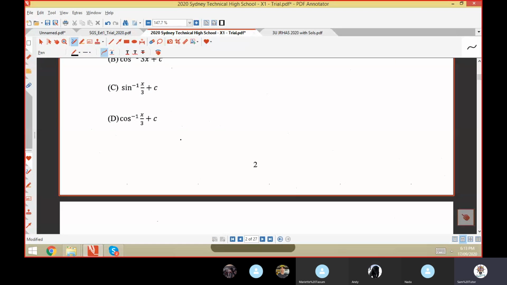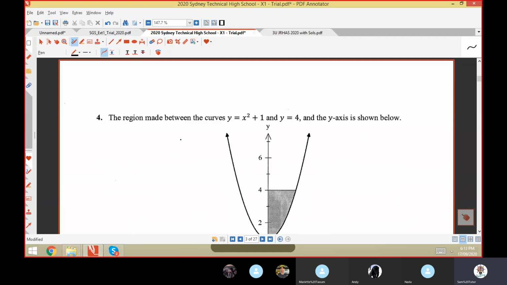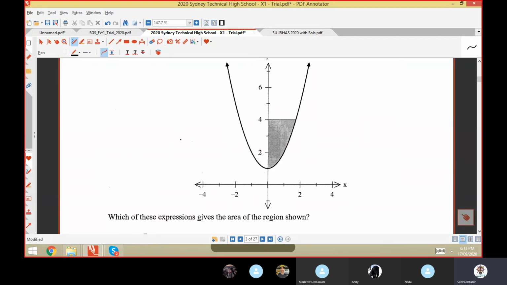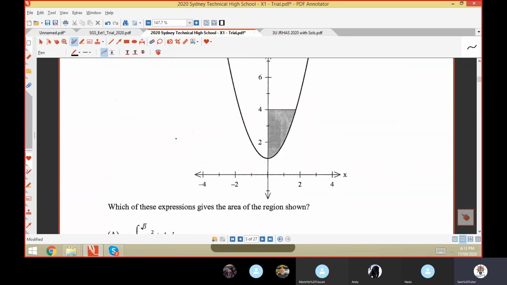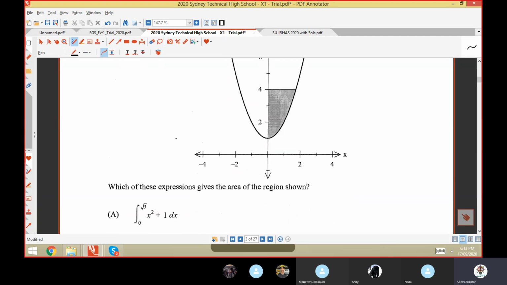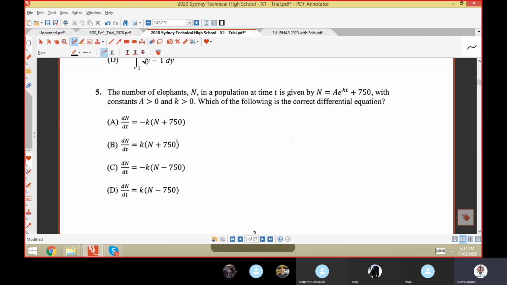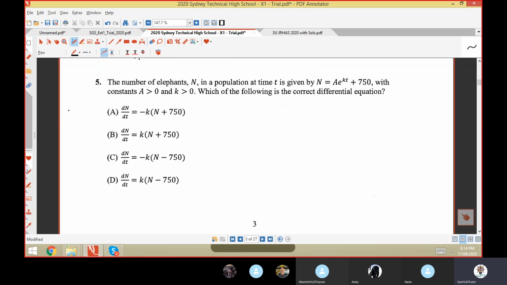Vectors. Yes. Should we do this at the end then? Let me just do this stuff. We'll do it. Okay. That one's definitely going to be in your exam.